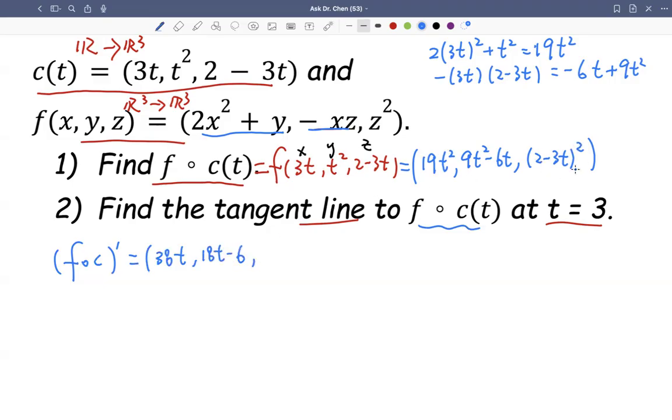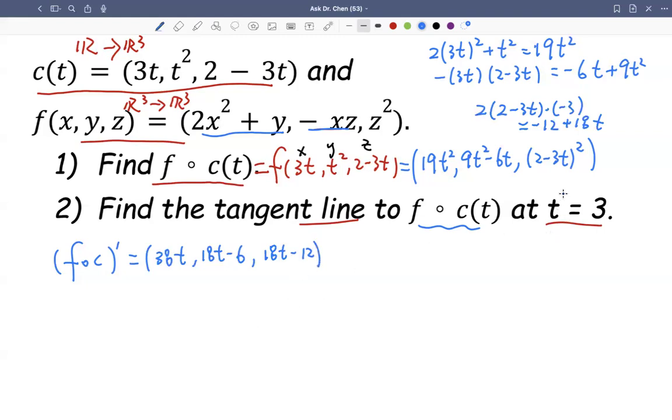Then take a derivative of this term, we get 2 times 2 minus 3t, right? Then 2 minus 1 raised to 1, we don't need to write it. Now multiply by chain rule, we have negative 3. Simplify this one, so we get 2 times 2 times negative 3, that's negative 12. 2 times negative 3t, negative 6t, times negative 3, plus 18t. Right, so this one we get 18t minus 12.